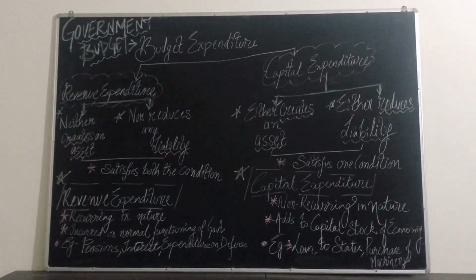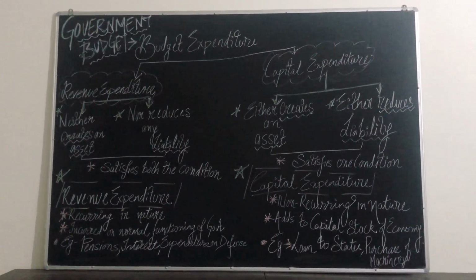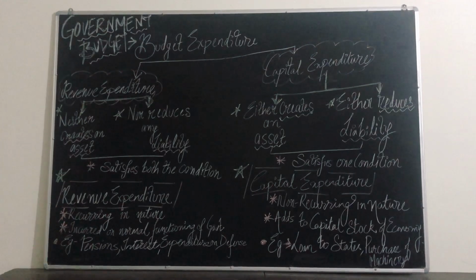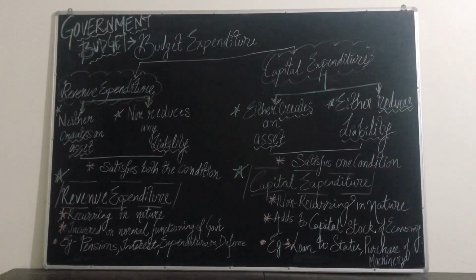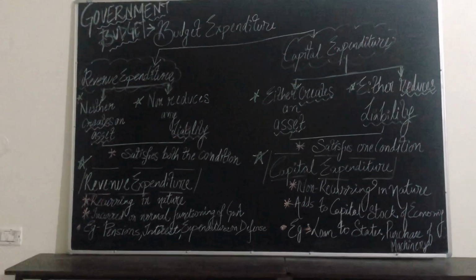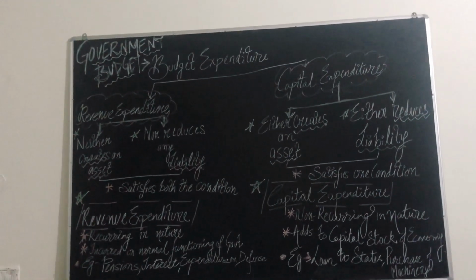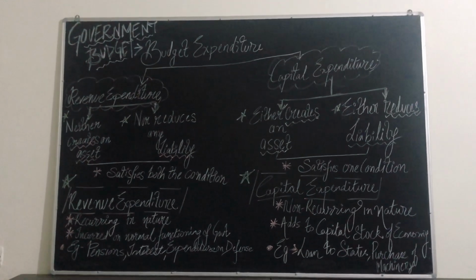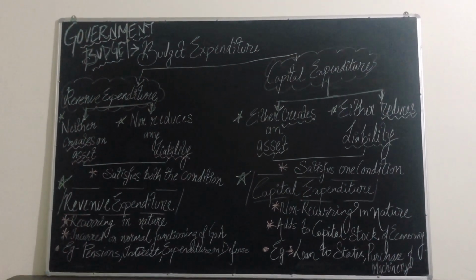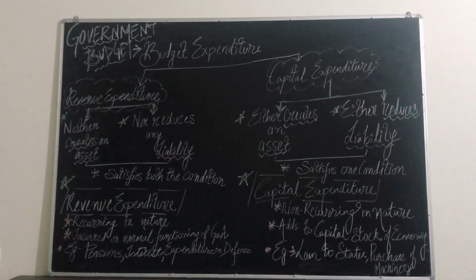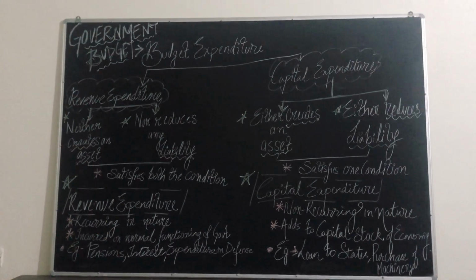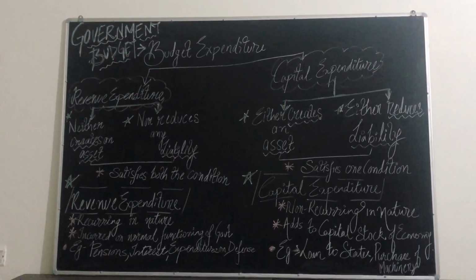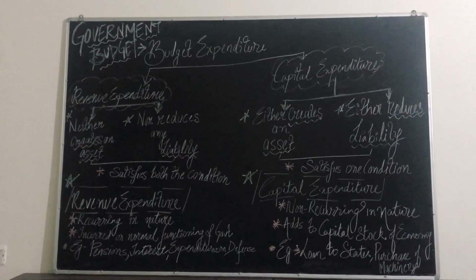Firstly, revenue expenditure. Revenue expenditure of the government is that expenditure which has two characteristics. First, revenue expenditure does not create assets for the government. For example, expenditure by the government on old age pensions, payment of salaries and scholarships fall under revenue expenditure. These expenditures are just routine expenditures and do not create any assets for the government.